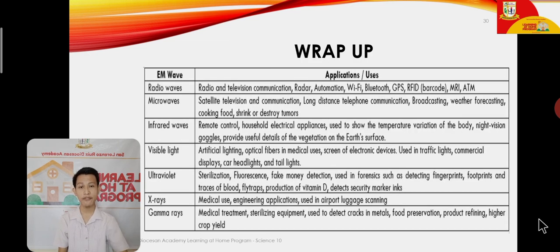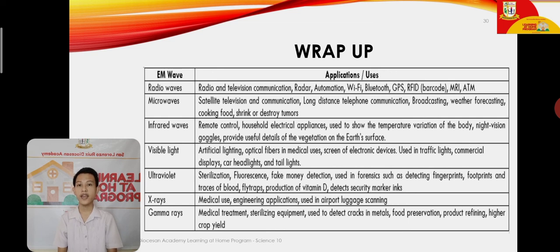So let us wrap up what we have discussed for this discussion video. Okay, let us have the EM waves and their different applications and uses. For radio waves, we have radio and television communication, radar, automation, Wi-Fi, Bluetooth, GPS, RFID or barcode, and MRIs and ATM. Microwaves, satellite television and communication, long-distance telephone communication, broadcasting, weather forecasting, cooking food, shrink or destroy tumors. And then infrared waves, yung mga waves na before the red visible light. So for remote controls, check the temperature variation of the body, night vision goggles, provide useful details of vegetations of the Earth's surface.